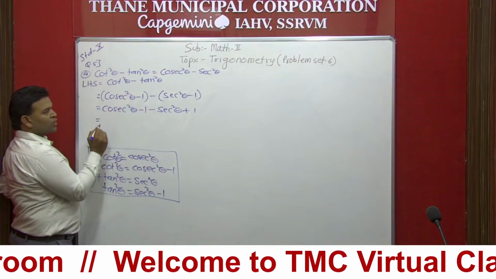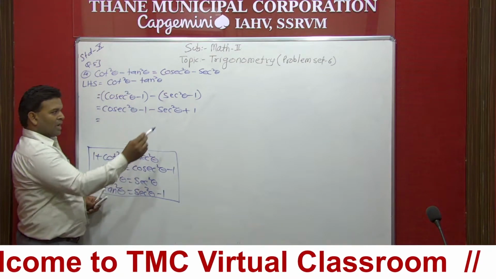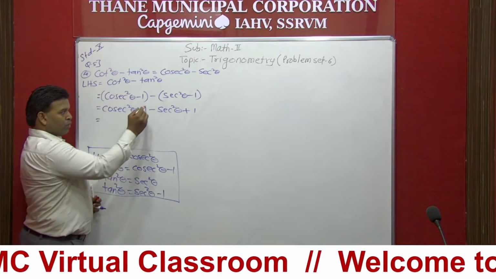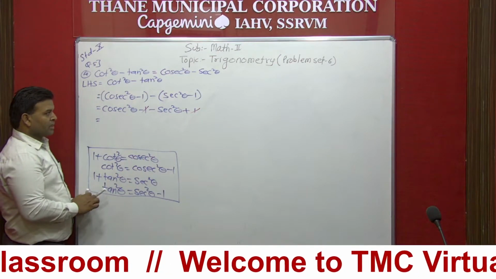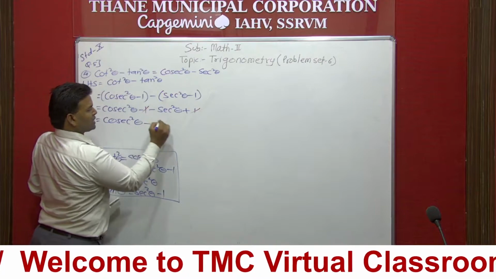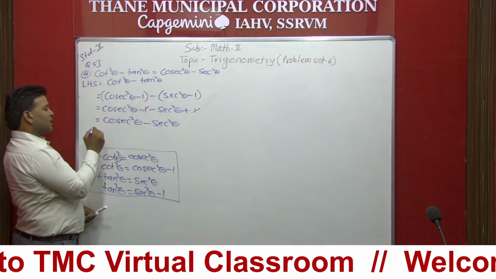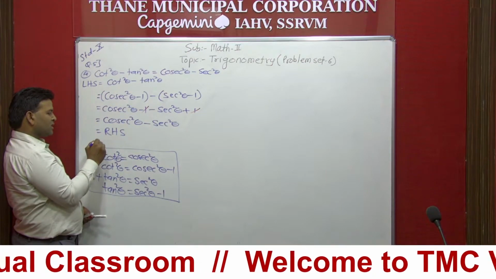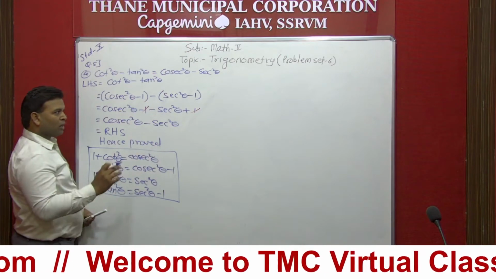Now after opening the bracket, see the step carefully. Here we have minus 1 and here we have plus 1. So minus 1 and plus 1 will get cancelled. Both are the same number with opposite sign, so they will get cancelled. After cancelling, what happened here? In the next step, we will be left with cosec square theta minus sec square theta. And finally, this is our right hand side. So I will write RHS, that is equal to, and here I will write hence proved.